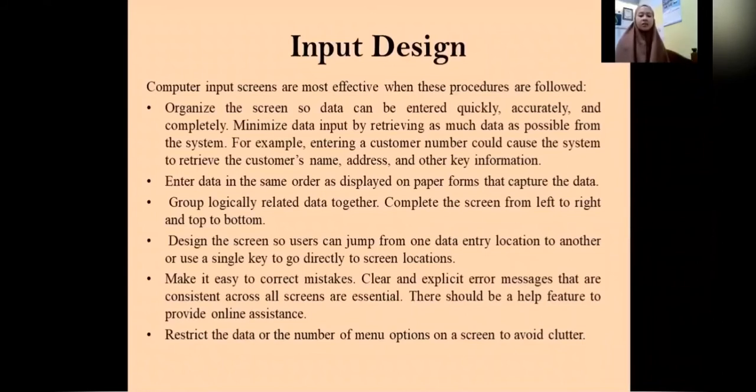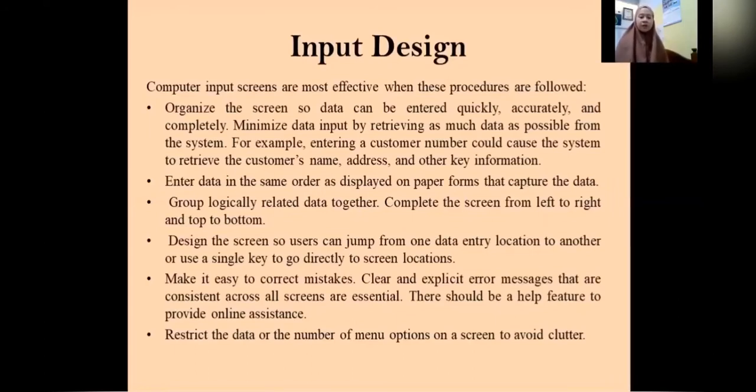Two, enter data in the same order as displayed on the paper form that captures the data. Three, group logically related data together, and complete the screen from left to right and top to bottom. Four, design the screen so the user can jump from one data entry location to another or use a single key to go directly to a screen location.